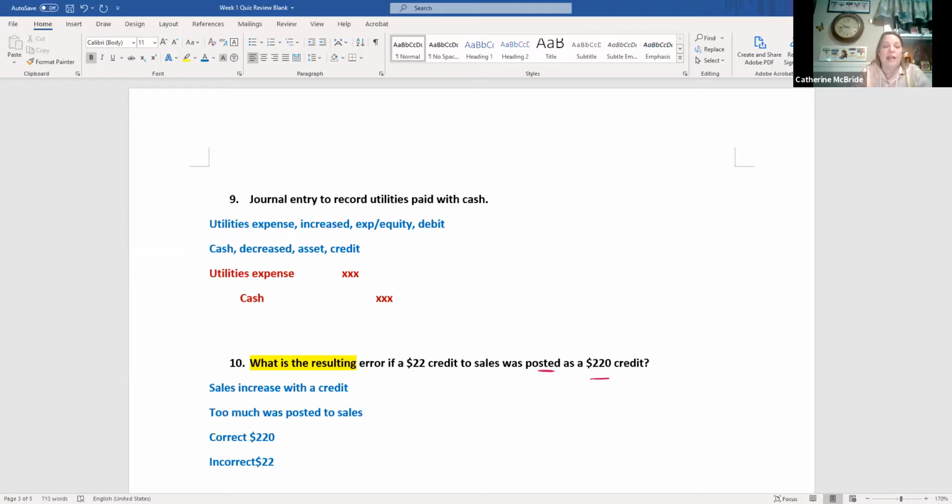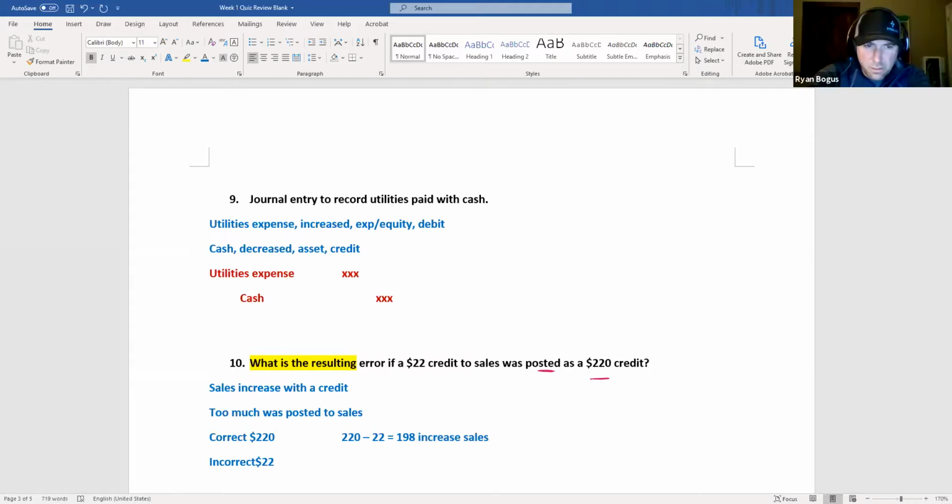So what do I have to do with that? I would now work it as a math problem. I'll just put it over here and say, okay, so now it's 220 minus 22. So 198, right? Okay, so now I'm saying, correct would have been 220 and incorrect was 22. Is that right? The correct is 220 and the incorrect is 22. The way I'm reading it, the question seems different. Where's the resulting error if a $22 credit to sales?